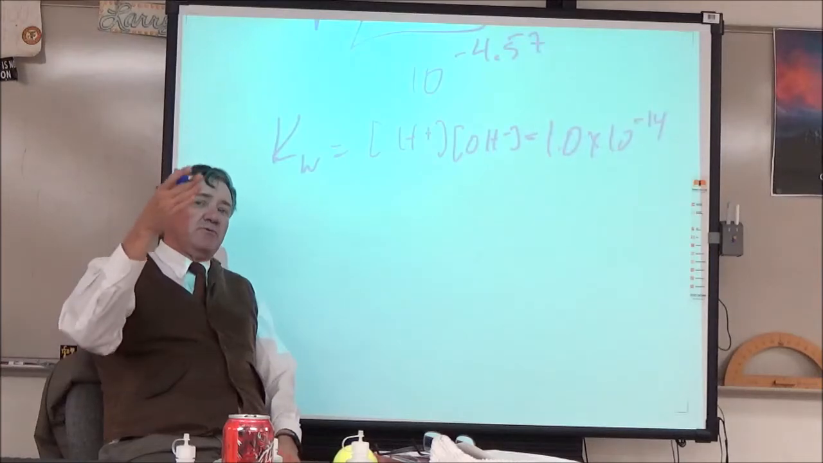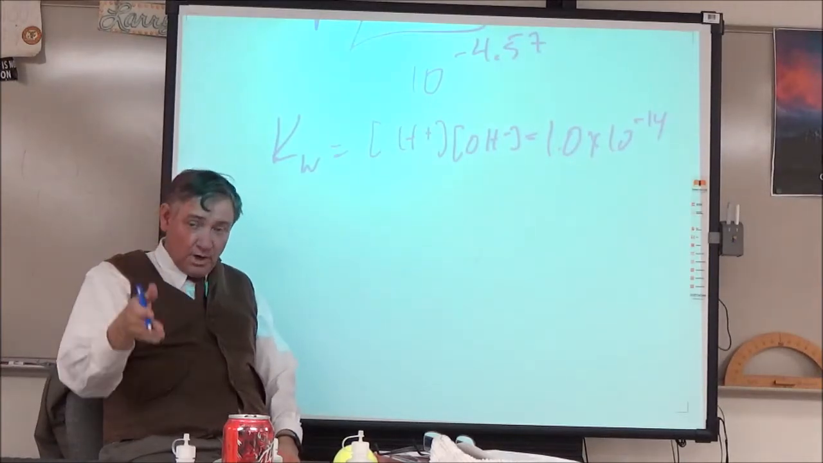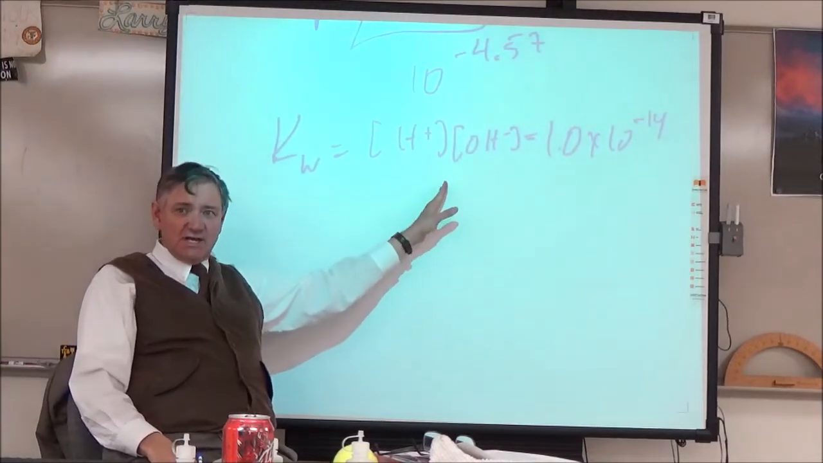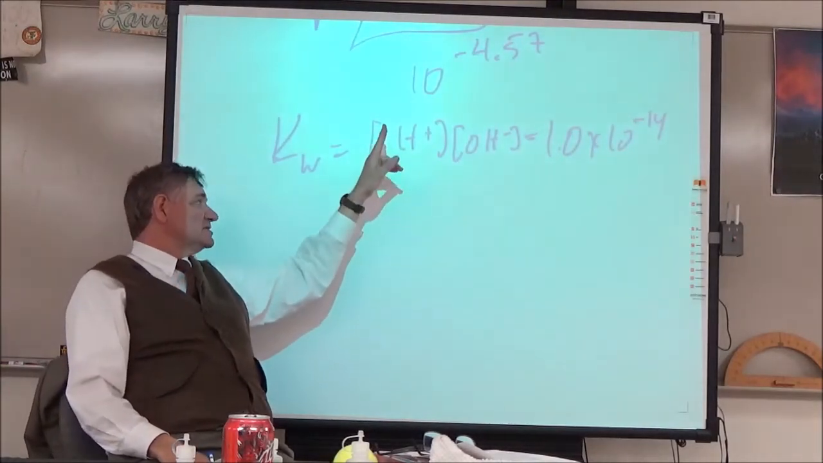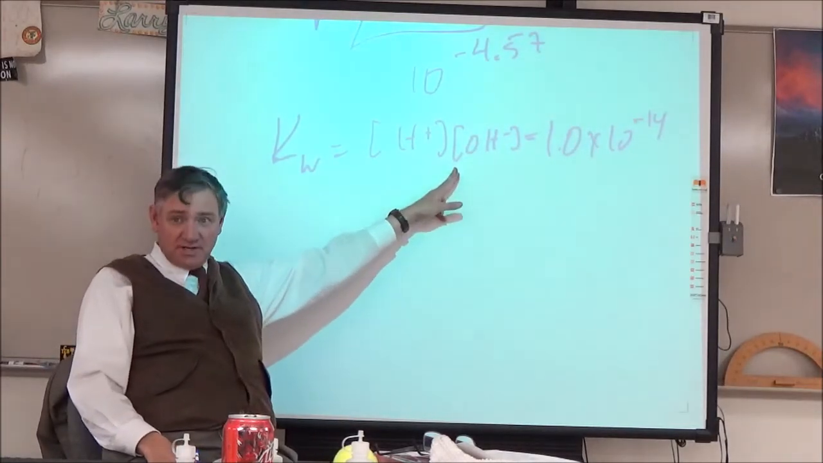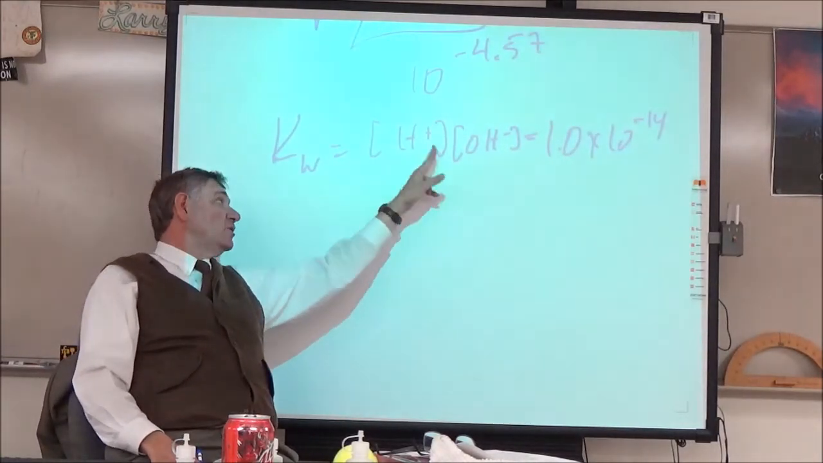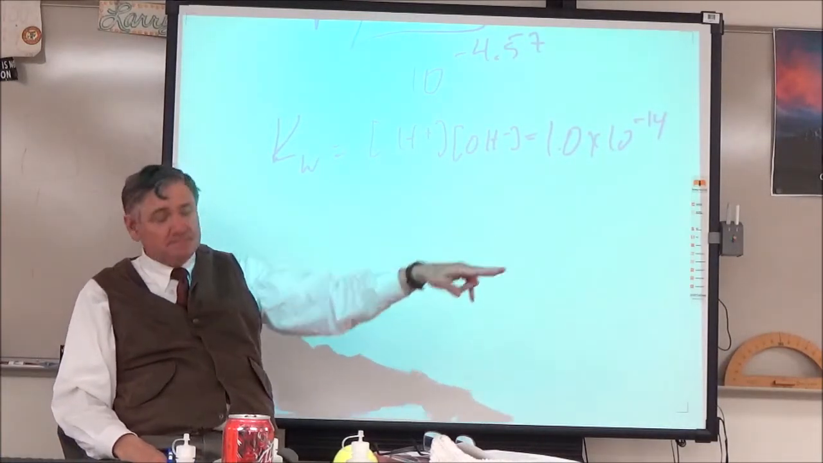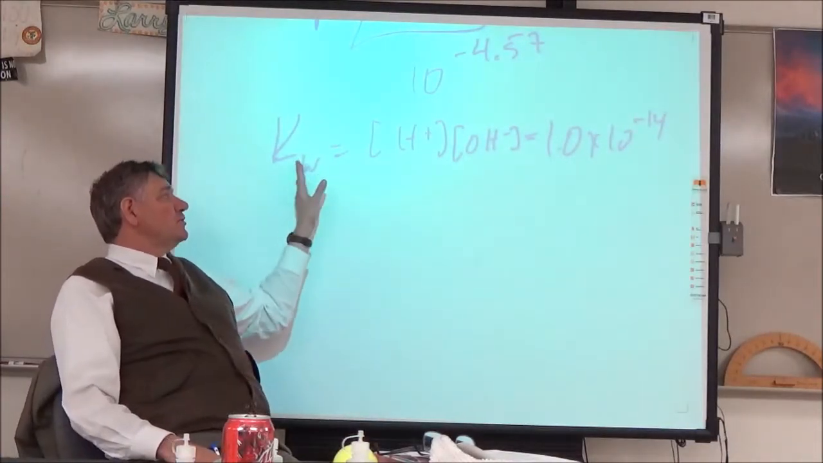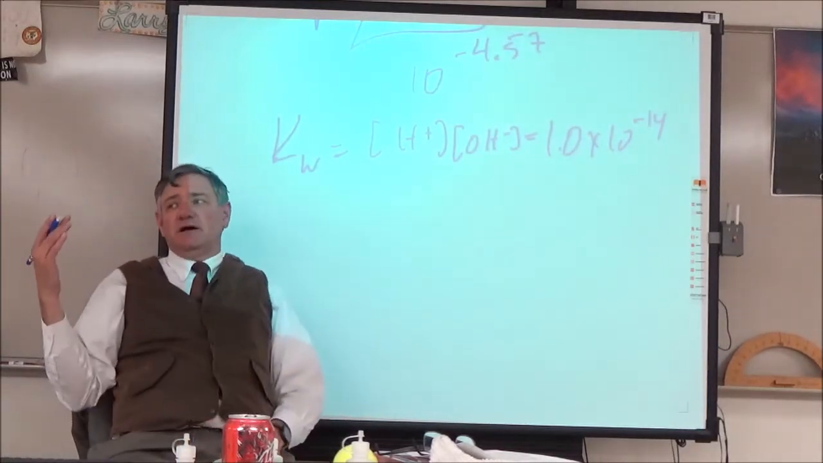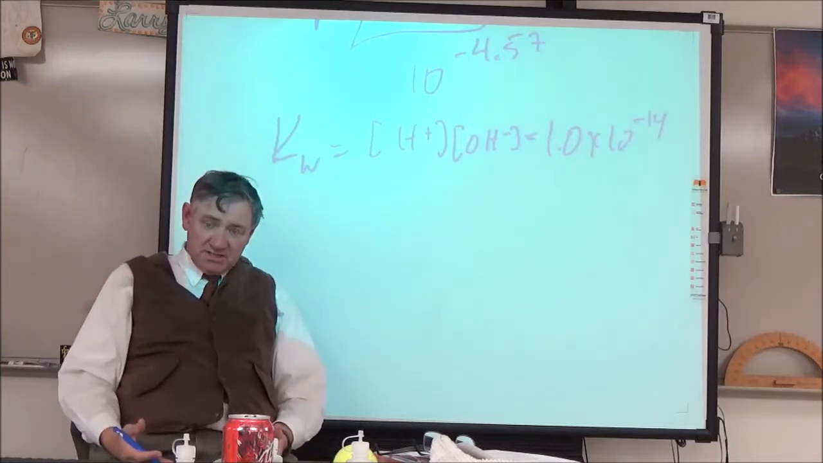This is why when you have neutral water, these two concentrations are the same. The only way that happens is if this is 1.0 times 10 to the negative 7, and that's 1.0 times 10 to the negative 7, and then you multiply them together, you get 1.0 times 10 to the negative 14th.